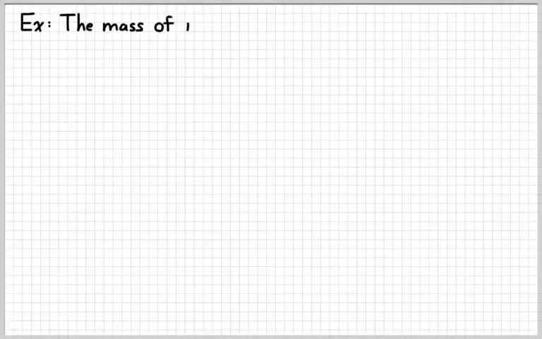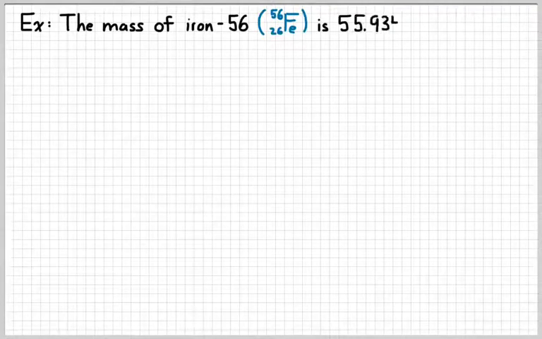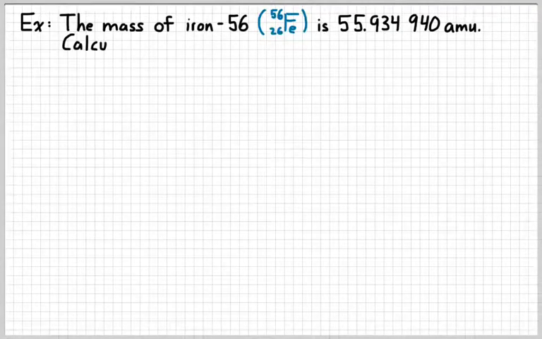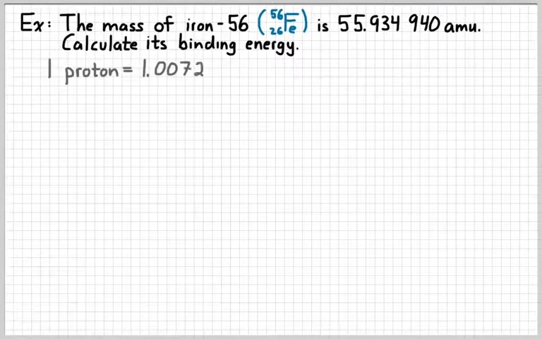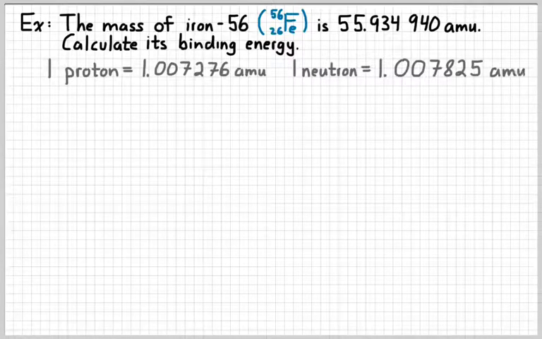So let's look at a quick example. If you look up iron 56, so we would write iron 56 like that, it's got an atomic number 26 and a mass number of 56, and you would find that its actual mass is 55.934940 AMU. We want to know what its binding energy is. How much energy is it going to take to rip this thing apart? If you look up the mass of a proton and a neutron in AMUs, you'd get something like this.